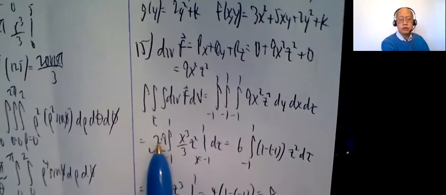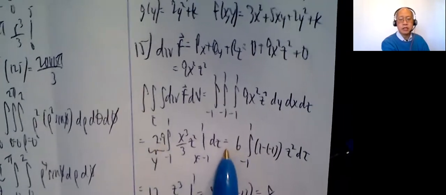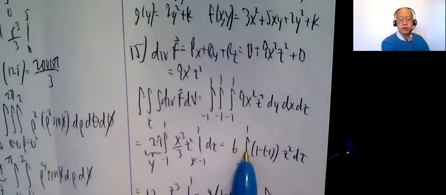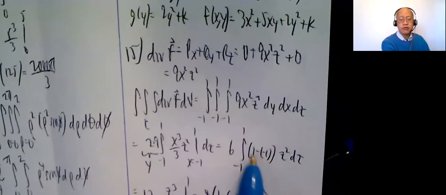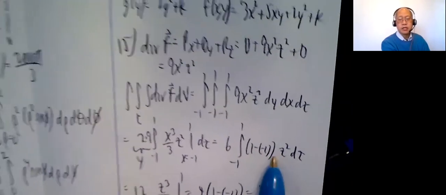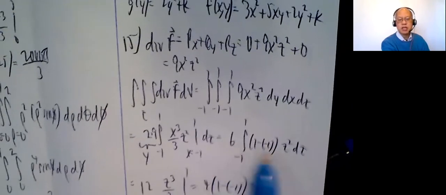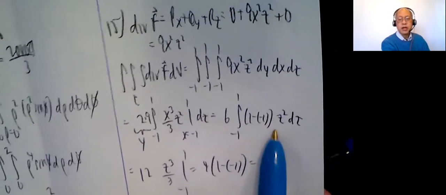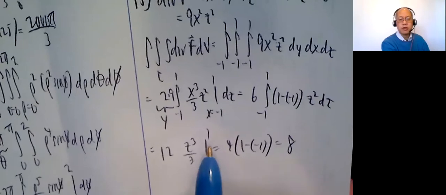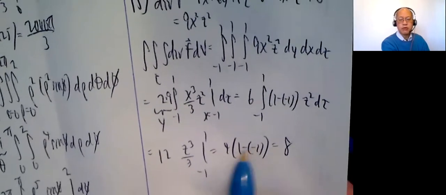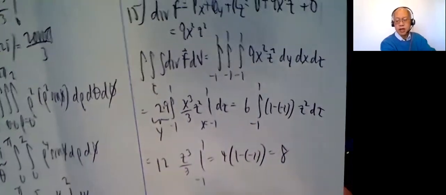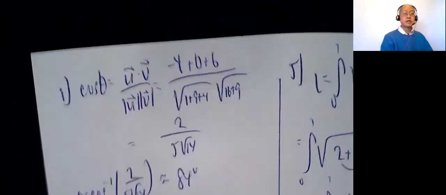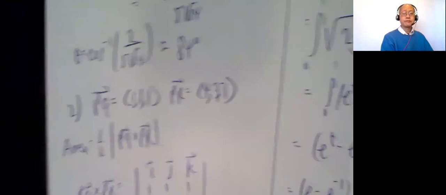Combine the 3 with the 2 times 9, or 18. That gives me 6. Plug in 1, I get 1. Plug in negative 1, I get negative 1. So 1 minus a negative 1, z squared dz. That gives me 6 times 2, or 12. Integrate z cubed over 3 from negative 1 to 1. 12 divided by 3 is 4. 4 times 1 minus a negative 1. Final answer is 8.